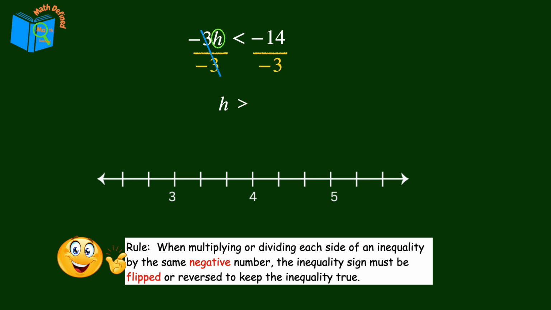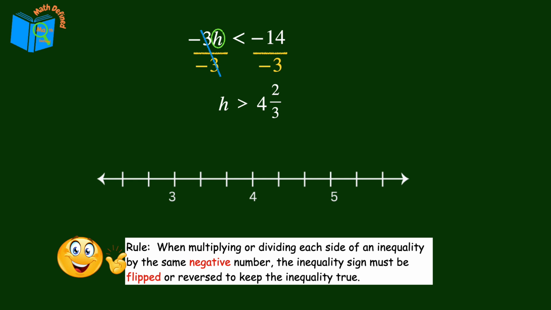On the right side, we have negative 14 over negative 3. We can simplify this by dividing negative 3 into negative 14 4 times with 2/3 left over. Remember, dividing a negative by a negative results in a positive value. So the solution is h is greater than positive 4 2/3.